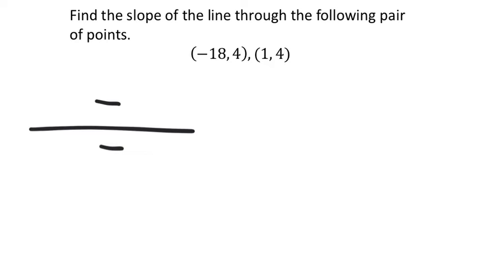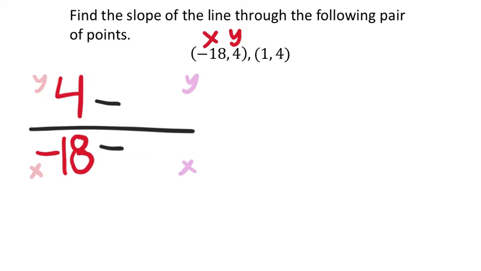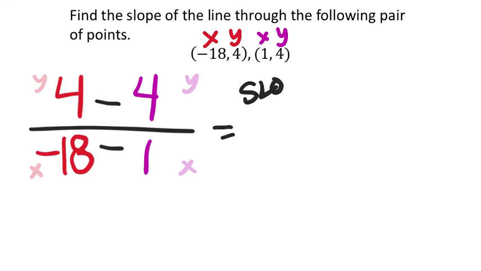So, once again, I got my x value in the denominator, y in the numerator, and then x in the denominator, y in the numerator. We'll do this one a little differently. But the x value here is negative 18. That has to go in the denominator. That's the x value. And then its corresponding y value, 4, has to go into the numerator. Now the second ordered pair, x is 1. That has to go into the denominator. Y is 4. It has to go into the numerator. Well, let's put this in the calculator, see what we get.